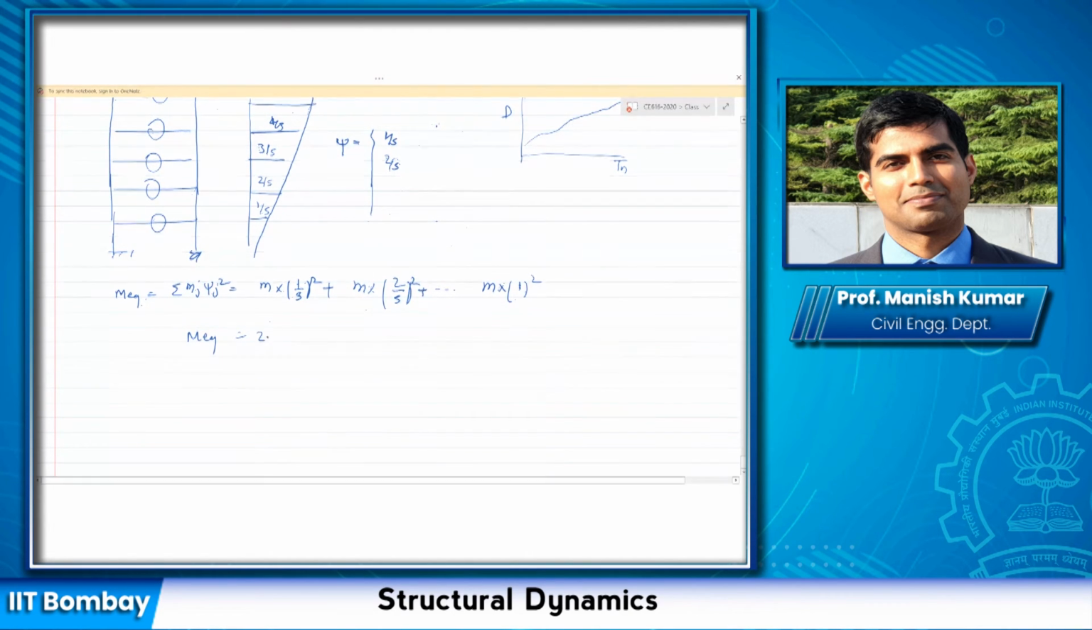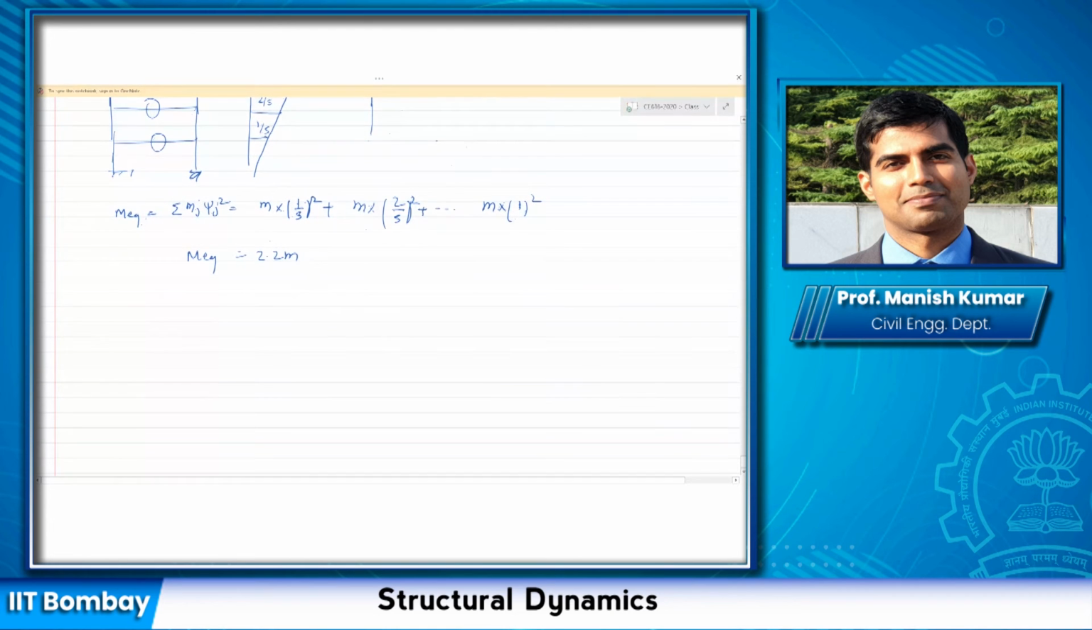2.2 m. Similarly, k equivalent you can also find out utilizing the same expression, kj times (phi j minus phi j-1) squared, and this one basically would be m times 1/5 minus 0, and then m times 2/5 minus 1/5, and so on. Effectively it becomes m times 5 times (1/5) squared, isn't it? And that will give you k equivalent as k/5.